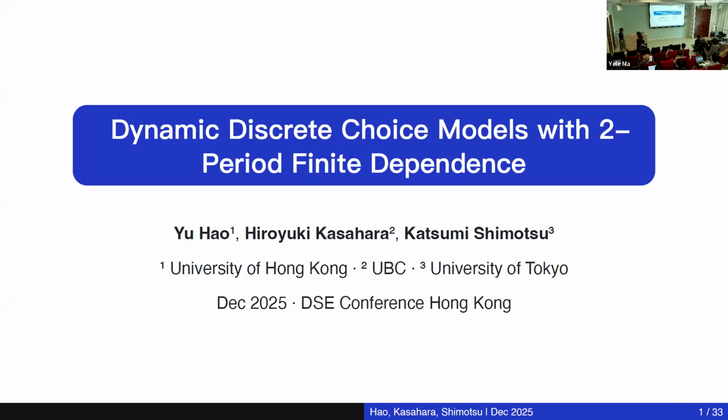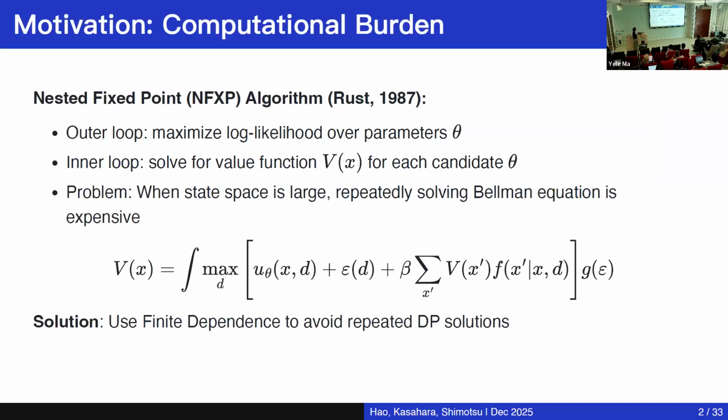Okay, so my name is Jasmine, and I'm going to present a work that builds on Victor and Bob's early work on the finite dependence estimator using the conditional choice probability estimator. So this belongs to the class of CCP estimators. We start with the problem when we have dynamic discrete choice and the state space is large, and one main motivation to come up with finite dependence estimators is that we don't want to solve for the value function because of the high dimensionality and the computational burden.